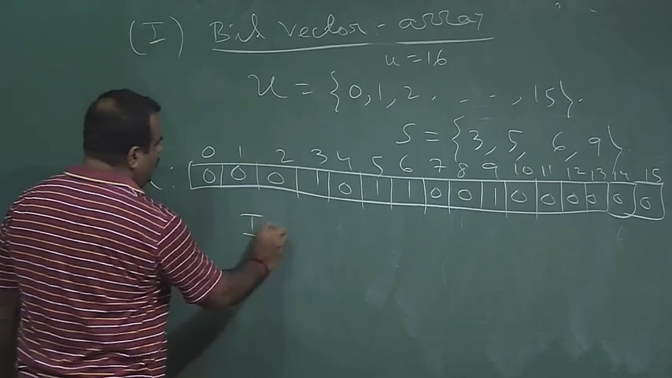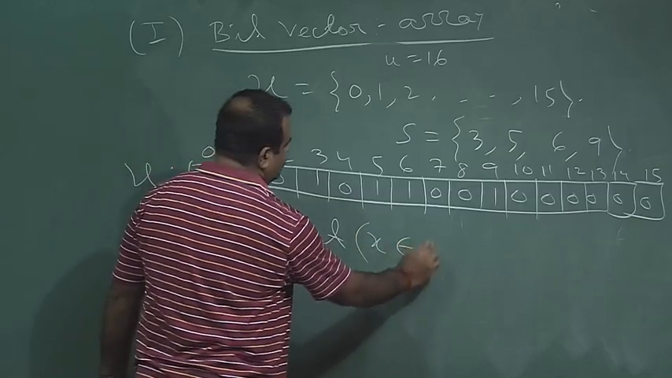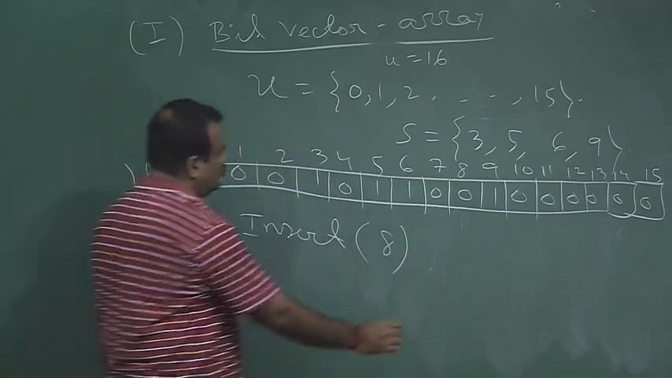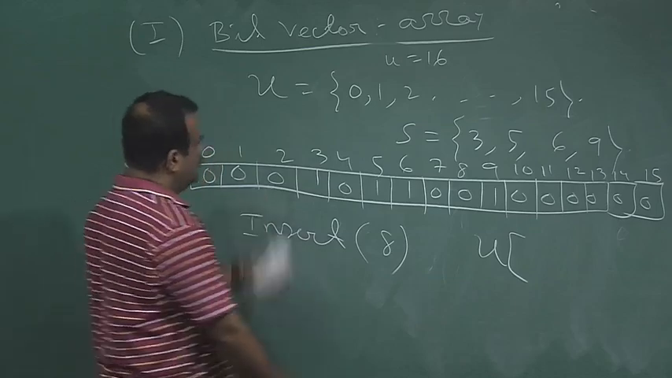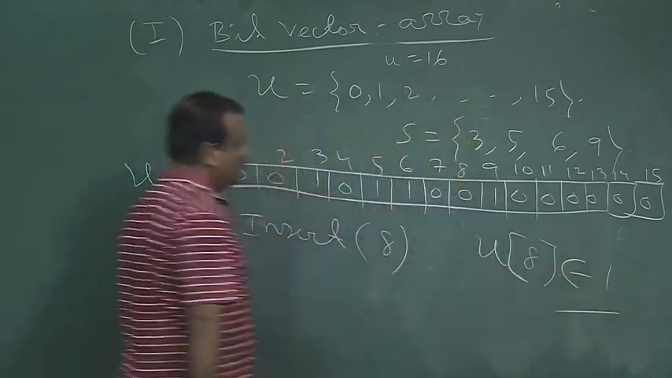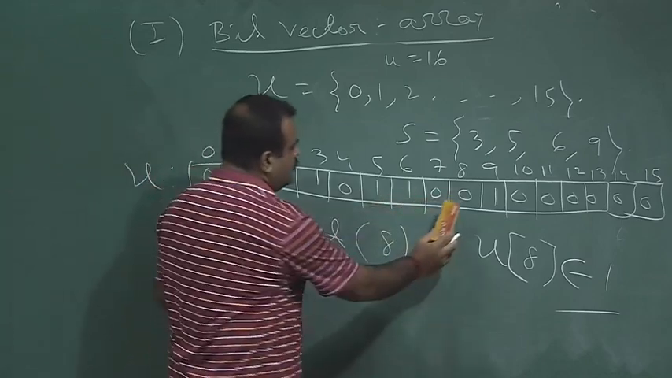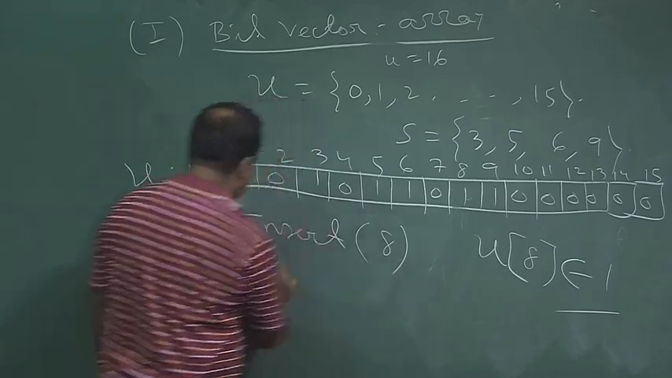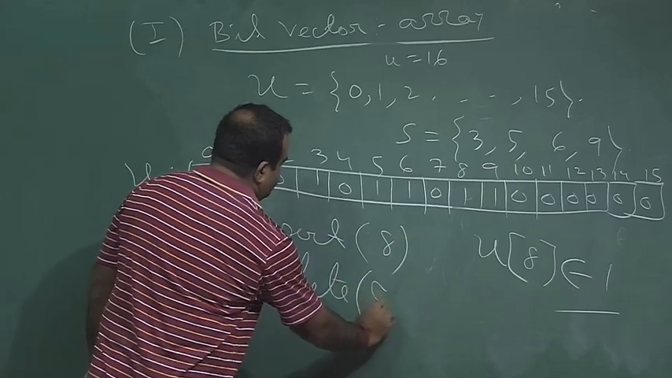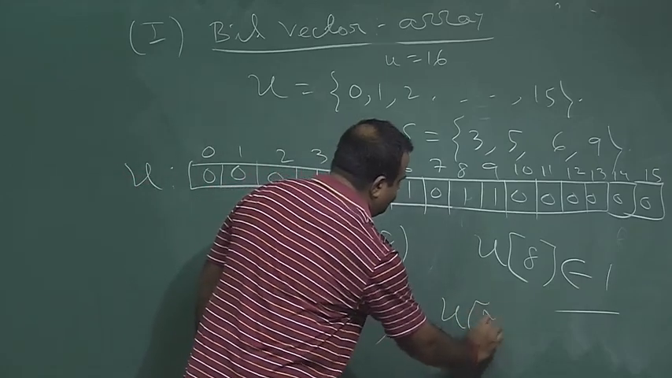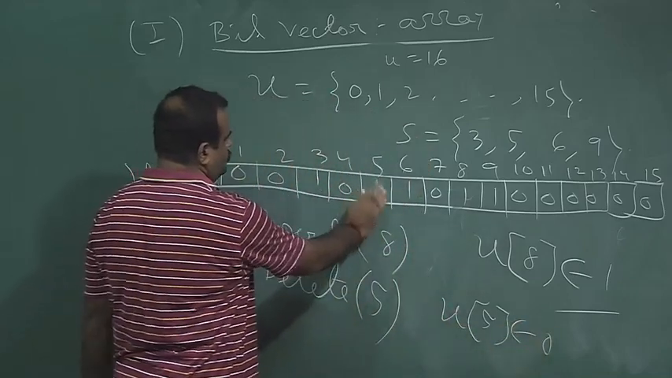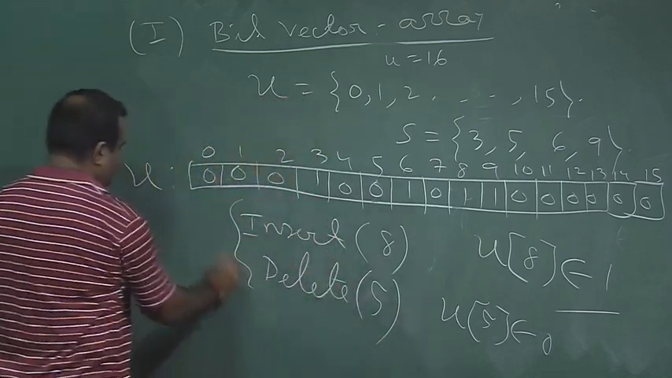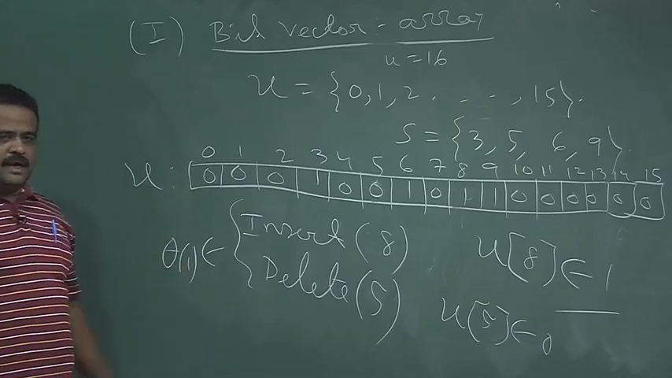Now, to insert an element, if you want to insert x, suppose we want to insert, say, 8. What do we do? We will go to array position 8 and we will put a 1, that is it. We will go here, it was 0, so now it is 1 if 8 has to be inserted. This is the insert operation, and delete is also the same. If we want to delete, say, 5, we go to U[5] and we make it 0, switch on, off. So, we make it 0 like this. How much time are we spending for insert and deletion? For insert and deletion, it is just constant time. You are just switching a bit on and off.